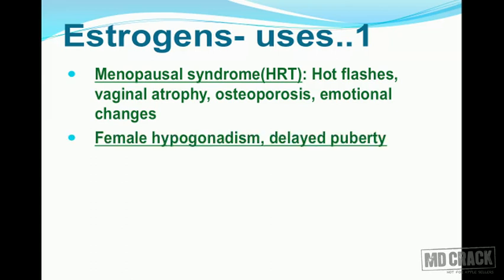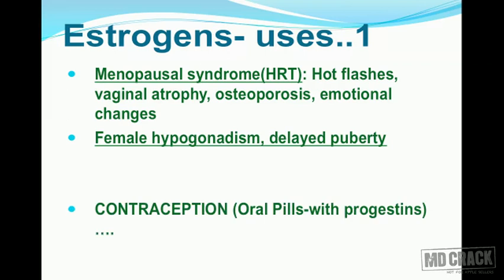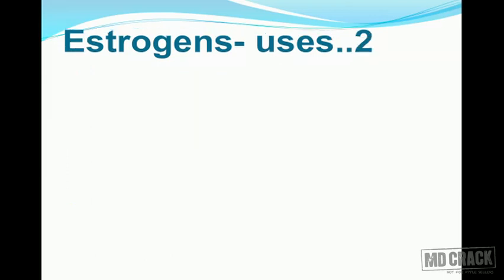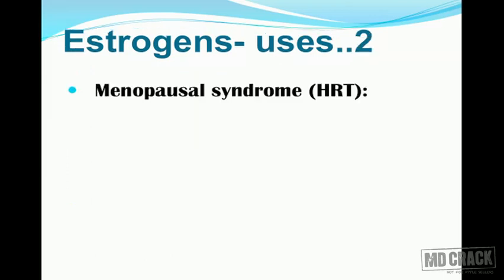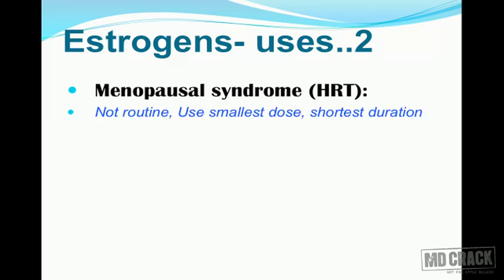Female hypogonadism and delayed puberty are next indications. And then contraception, they are used as oral pills with progestin. Other uses of estrogen are going to be discussed now. Before this, as far as the menopausal syndrome or as far as the HRT is concerned, we must remember HRT is not a routine process.